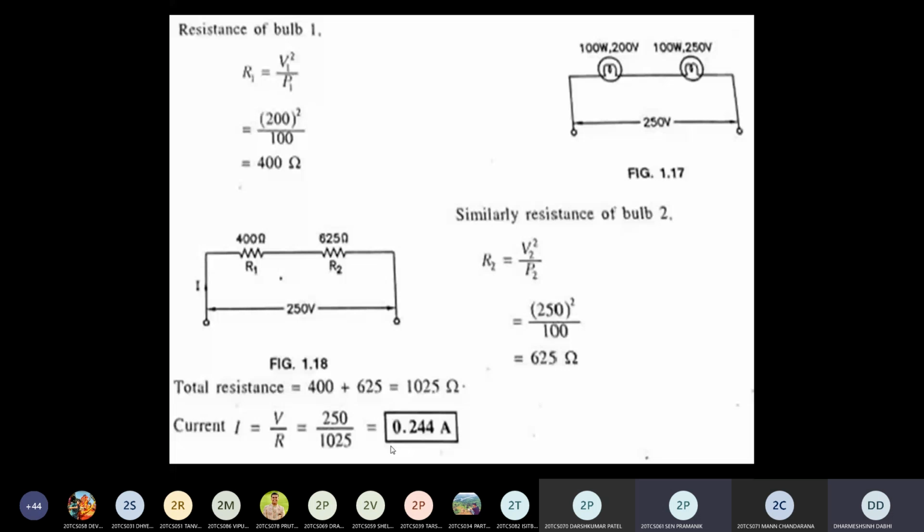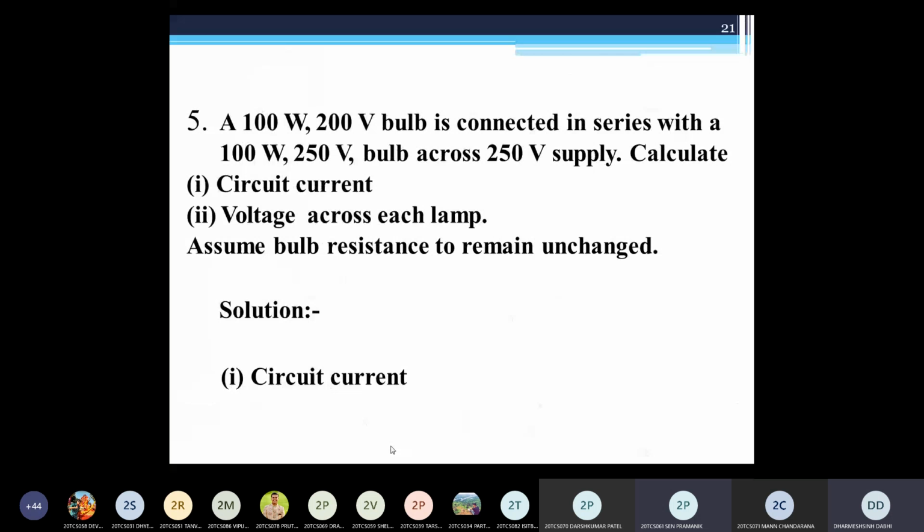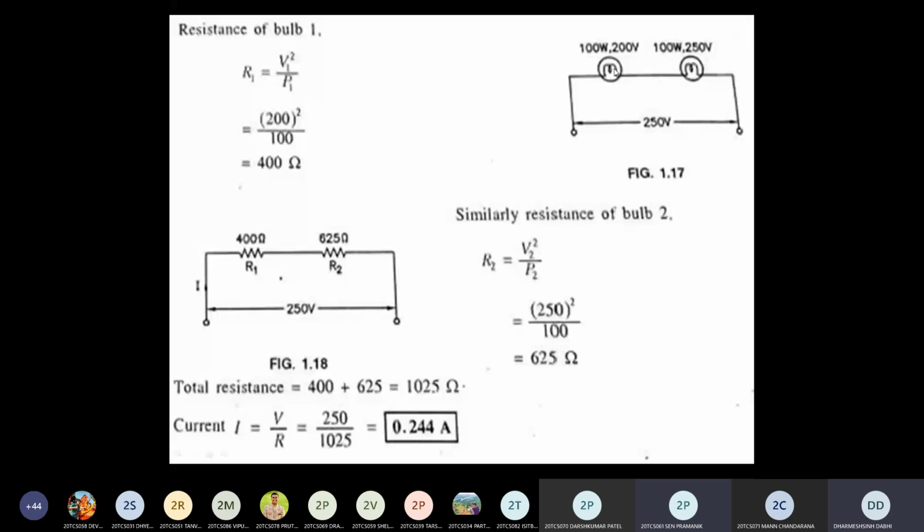Okay, so I move to the next slide. What is the next thing? Calculate the voltage across each lamp. You can see here, we calculate resistance R1 and R2. Supply voltage is 250 volt, and current we already calculated, 0.244. So it is very easy to find the voltage across each lamp.